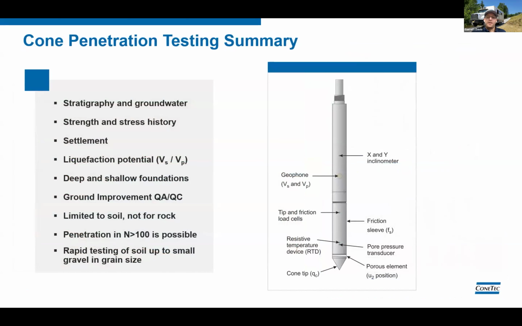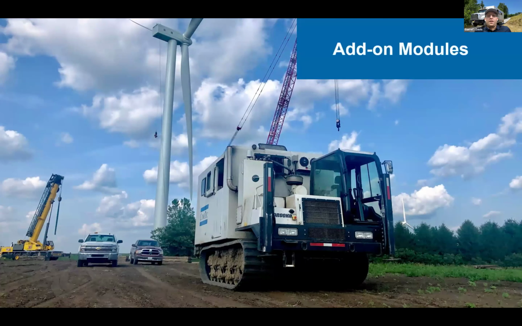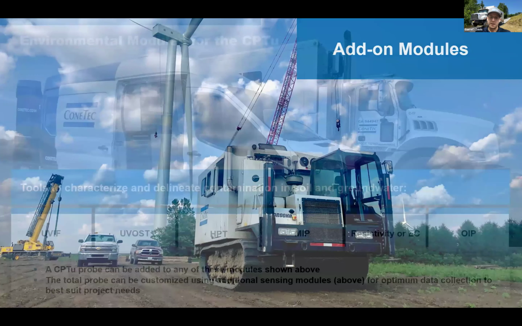So in summary, the CPT delivers stratigraphy and groundwater data quickly. It helps assess strength, stress history, and settlement potential. It supports liquefaction analysis and foundation design, and it's a rapid test even in dense soils, as it's governed by the ASTM and ISO rate of penetration. And the cone can be combined with various other in situ test instruments. So we'll get to some add-on modules here now.